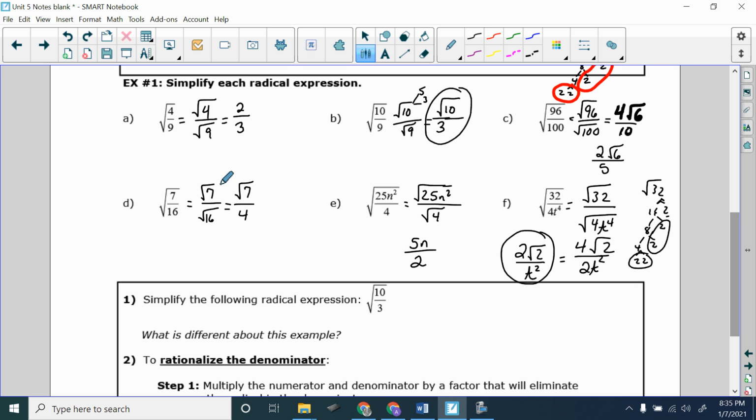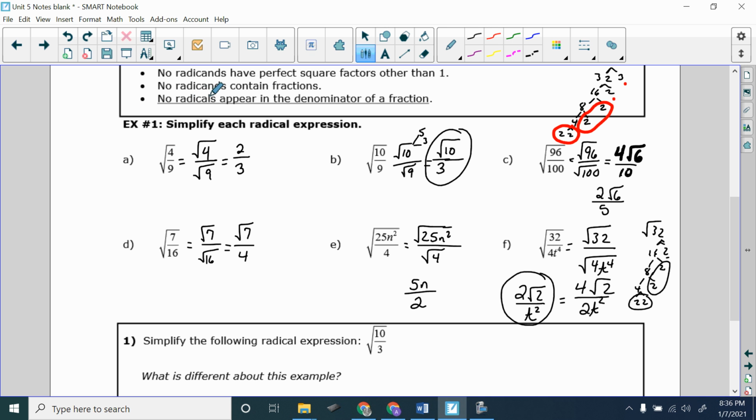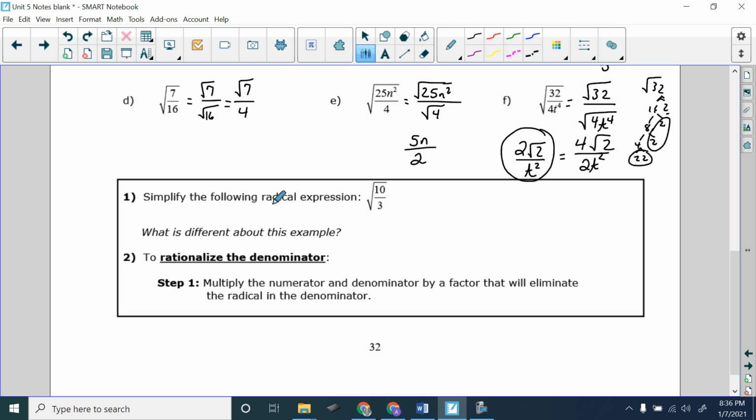All right, so in all these cases, we had a denominator that was a perfect square, so we fit this third rule, which is no radicals in the denominator. But what if your denominator is not a perfect square? For example, this one. When we try to simplify this fraction, and we separate into two radicals, I can't simplify the bottom here. What is different is that the denominator is not a perfect square.